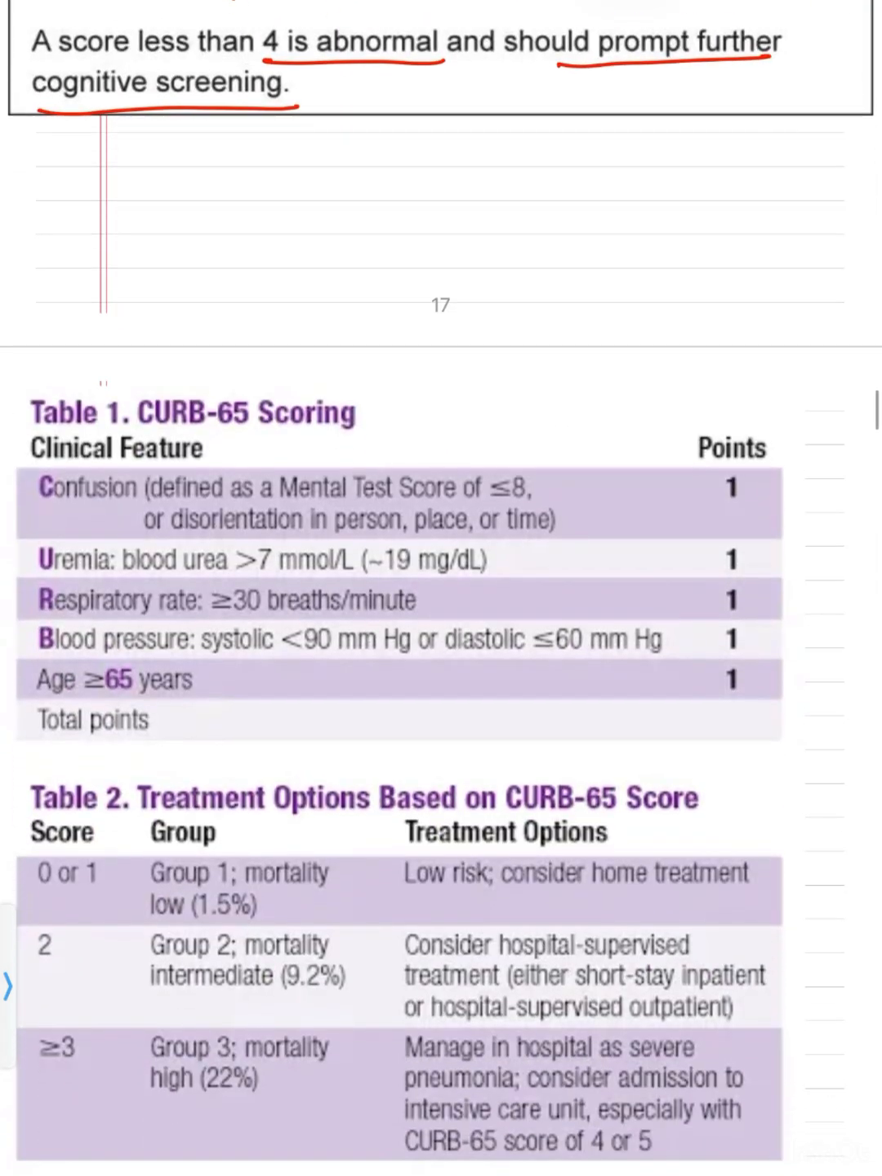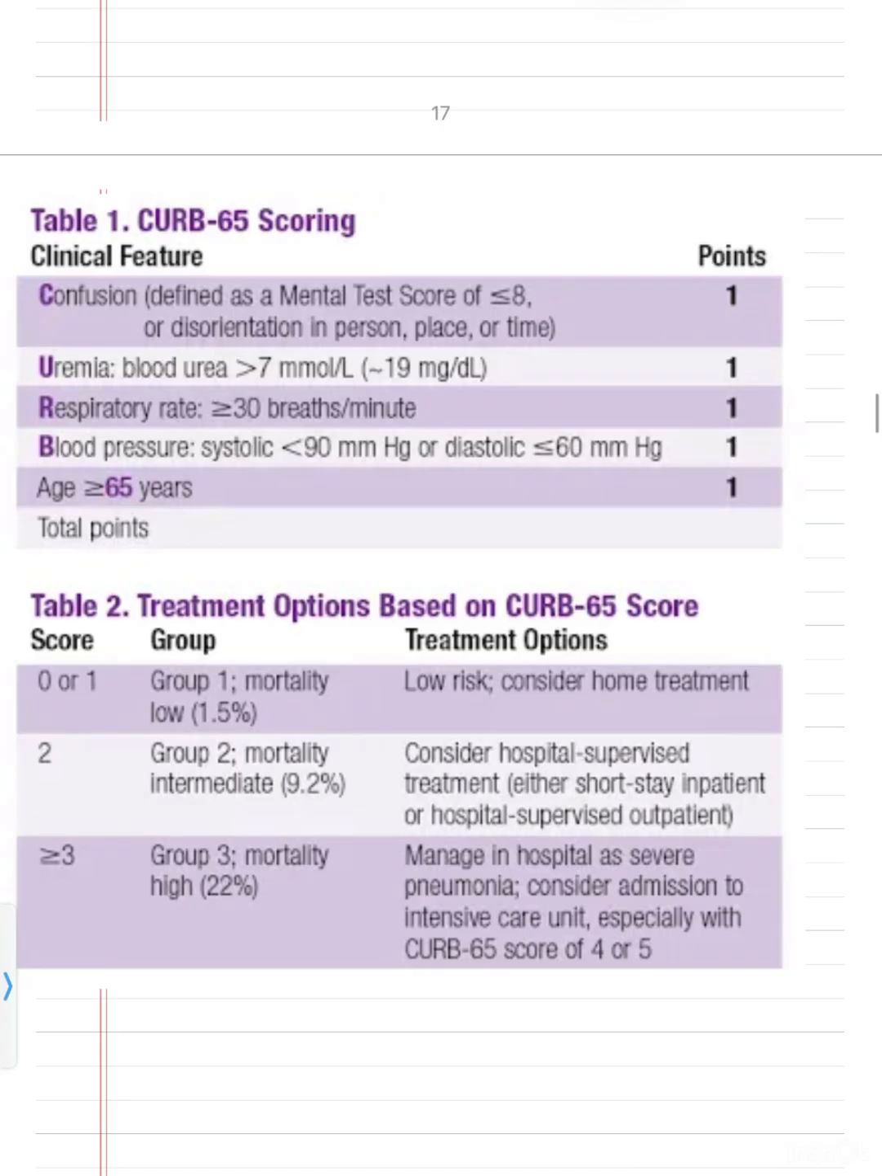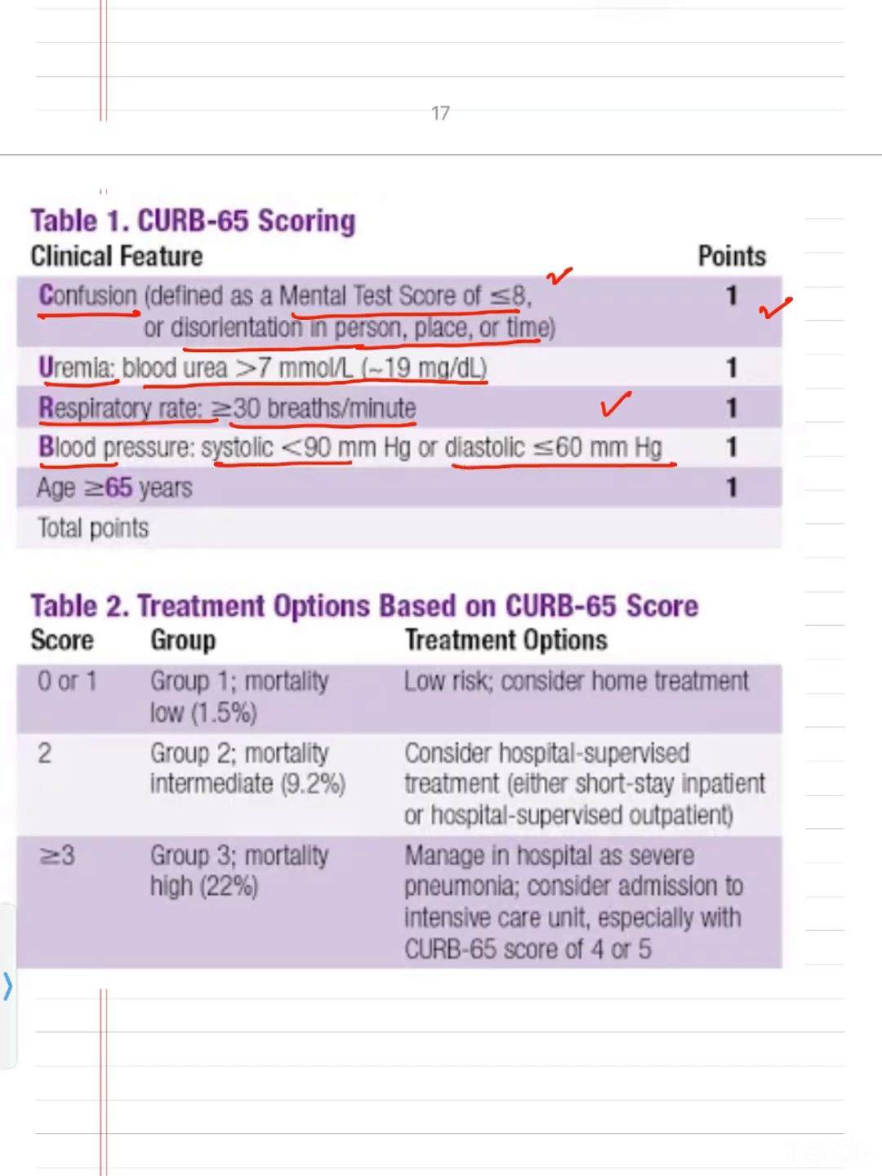So CURB-65 is simple. It's for pneumonia. In CURB-65, C stands for confusion, which is defined as a mental test score of less than 8, or disorientation about person, place or time. So the point is 1. Uremia, blood urea more than 7 millimole per liter, 19 milligram per deciliter. R for respiratory rate more than 30 breaths per minute. BP systolic less than 90 or diastolic less than or equal to 60. Even equal to 60 means you have to give the score as 1. Age more than 65 years, 1. So the total points we have to find out.